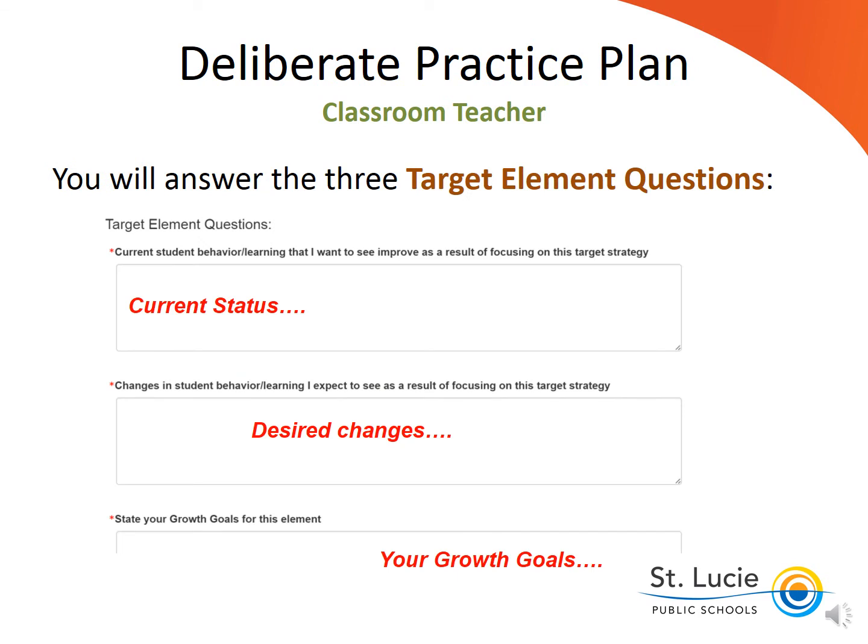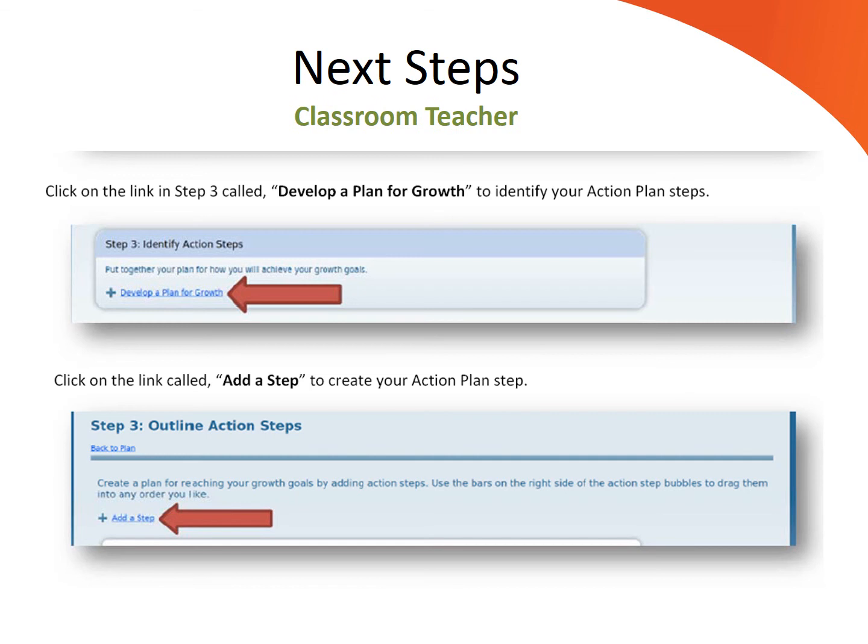The 3 target element questions are designed for you to think through your plan by identifying the current level of student behavior or learning that you want to see improve as a result of your focus on this strategy, the desired changes you wish to see, and then stating your personal growth that will have the desired impact on student behavior and performance. You are now ready to move to step 2.